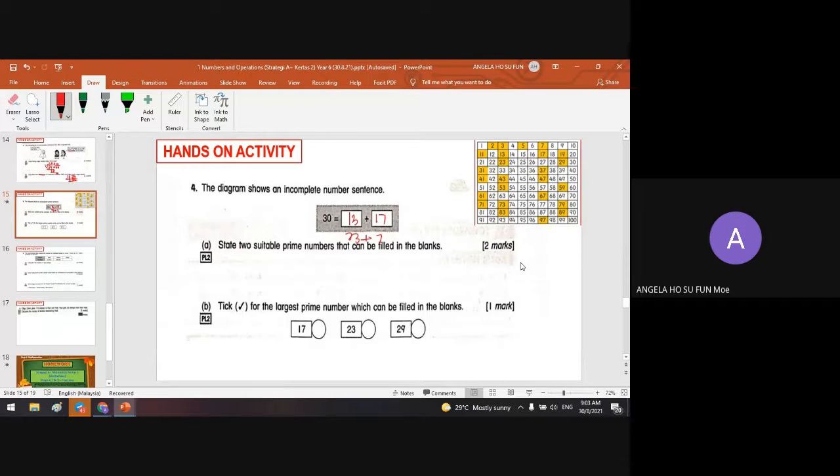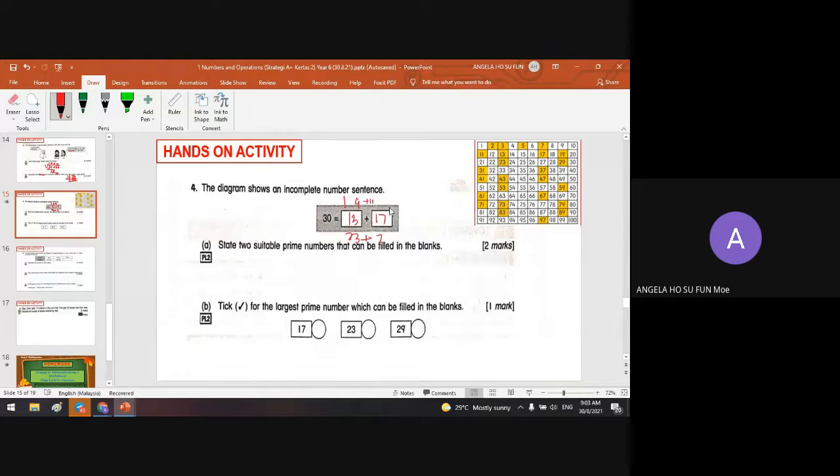Anyone can find the last pair? 19 plus 11. Yes, 19 plus 11. Look at it, 19 and 11. Okay, so you can write down here 19 plus 11. Also, you will get 30. So you can see from here, there are 3 pairs here.